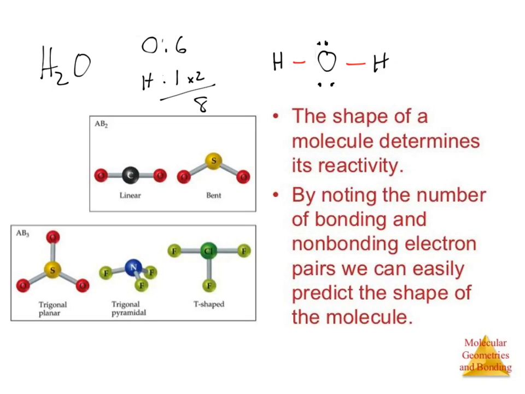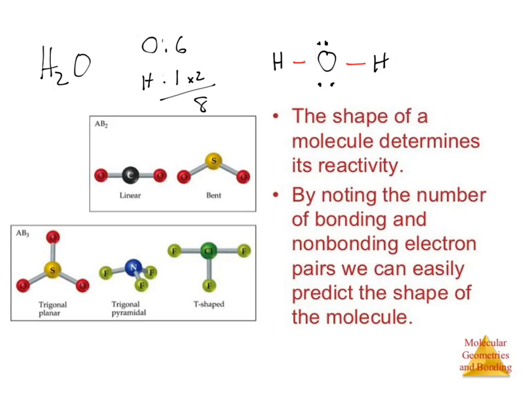What shape? It's supposed to be bent, and yet what does that look like? Linear. That's because Lewis does not define shape. Lewis just says there are these electrons around it. I don't know where those electrons are. They're just around it. Okay?